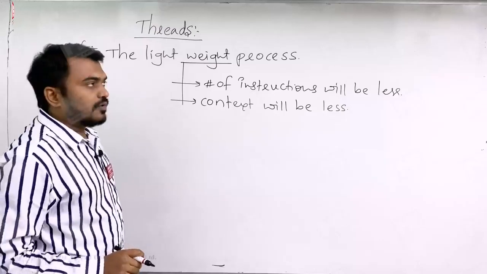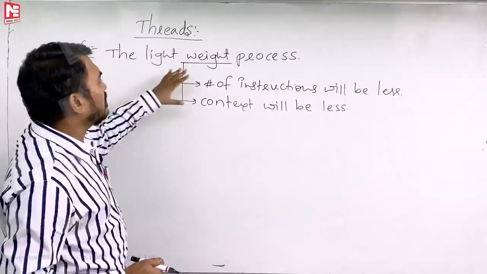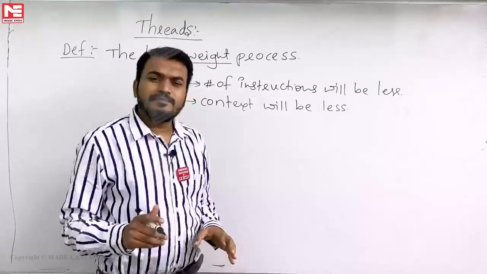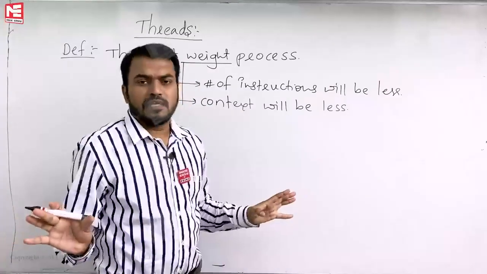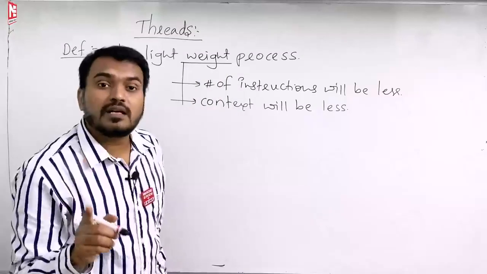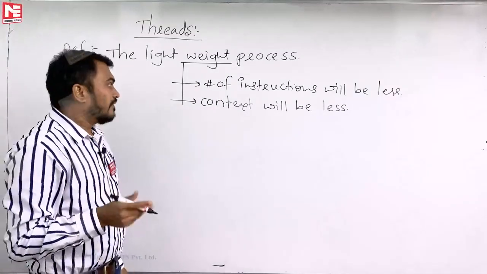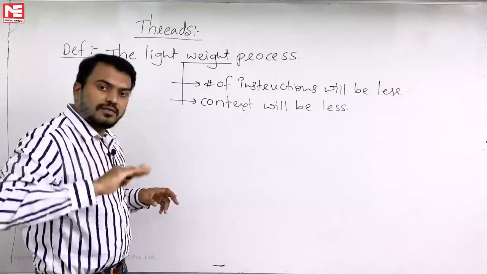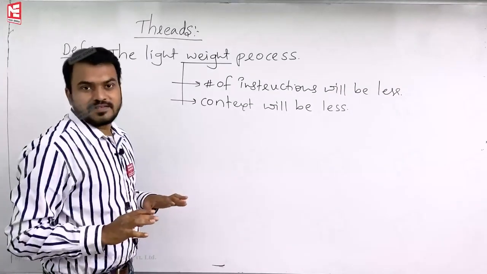So, I am repeating here. Thread can be defined simply as a lightweight process. It means it is also just like a process only, but it is having what? Lightweight. Lightweight in what sense? Weight means number of instructions will be less and the context will be less, right?